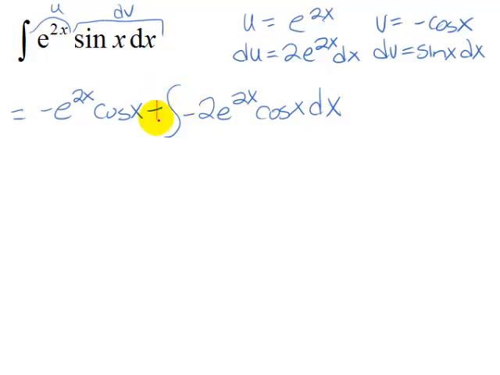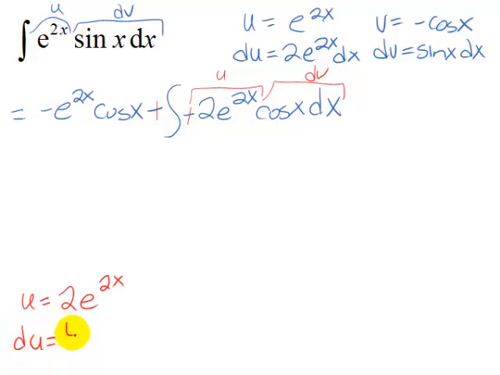Well, first of all, I'll make this a positive, combining those. Then I'm going to call this u and this dv. I'm going to actually put that down here at the bottom. Our u is going to be 2e to the 2x, which means our du is going to be 4e to the 2x dx. And our dv is cosine x dx, which means v is sine x.